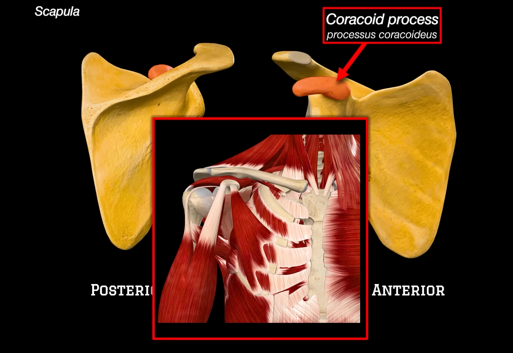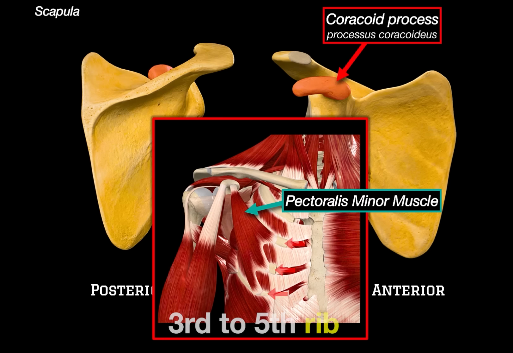Anyways, it works like an anchor point. First, for the pectoralis minor, as you see here, this muscle originates from the 3rd to 5th rib and inserts directly onto the coracoid process. It pulls the scapula forward and downward, stabilizing the scapula during upper limb movement, like pushing or reaching forward.